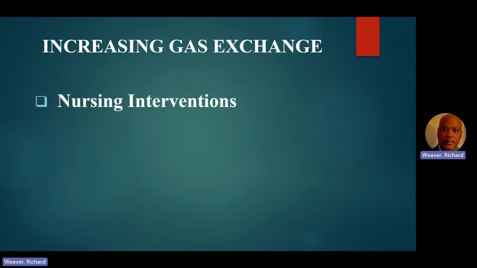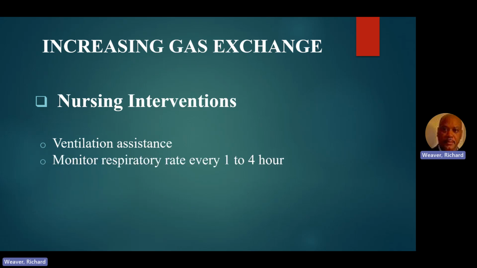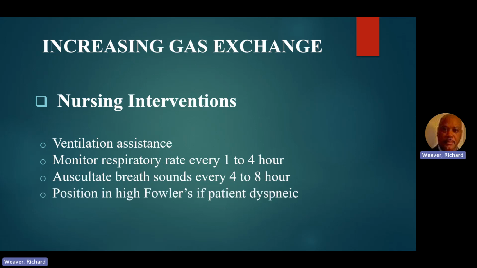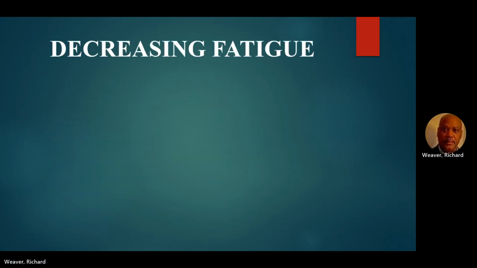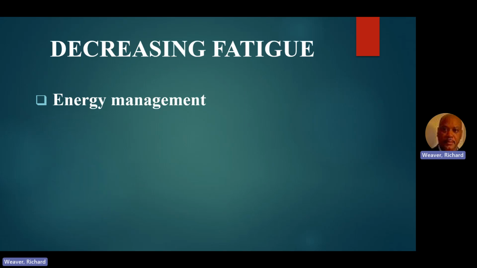As far as increasing gas exchange, more specific nursing interventions, we want to assist the patient with ventilation. We want to monitor the respiratory rate every 1 to 4 hours, auscultate breath sounds, of course, every 4 to 8 hours, and all this would depend on what kind of unit you're on. Elevate the patient's head of bed to high Fowler's. This will help facilitate breathing. And also we want to maintain the O2 saturation at least 90%, but of course defer to the physicians for the parameters.